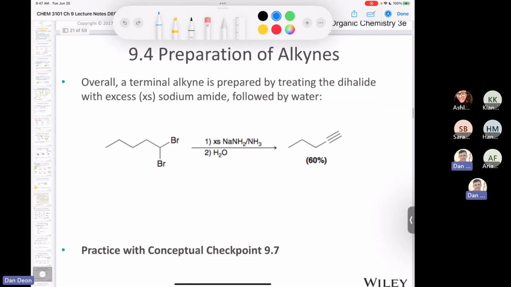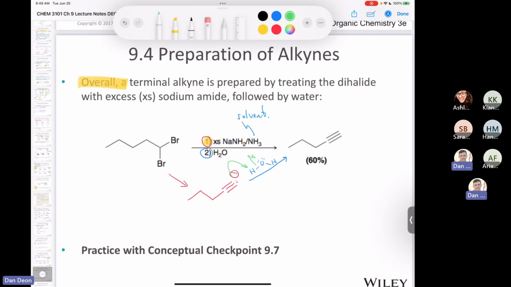So overall, this is what the process looks like. You do excess sodium amide in ammonia, and ammonia is your solvent. And then you treat it with water at the end. The reason why you have to treat it with water is because after the first step, what you end up with is this. You end up with the alkynide. But then in the second step, you treat it with water, and you do a proton transfer, just like this. So I'll use my green pen like that.